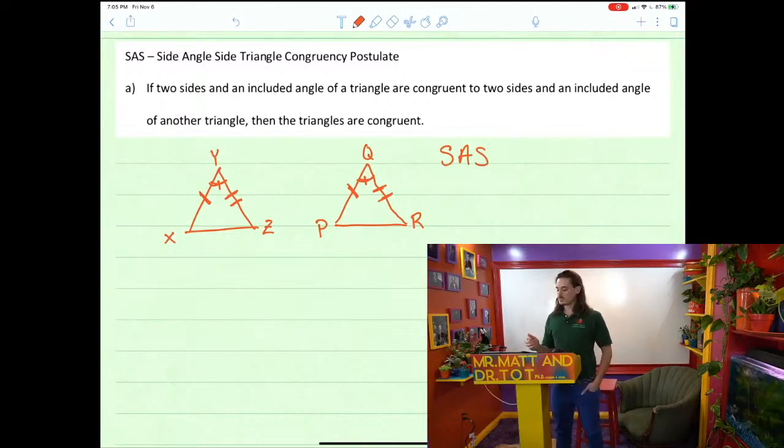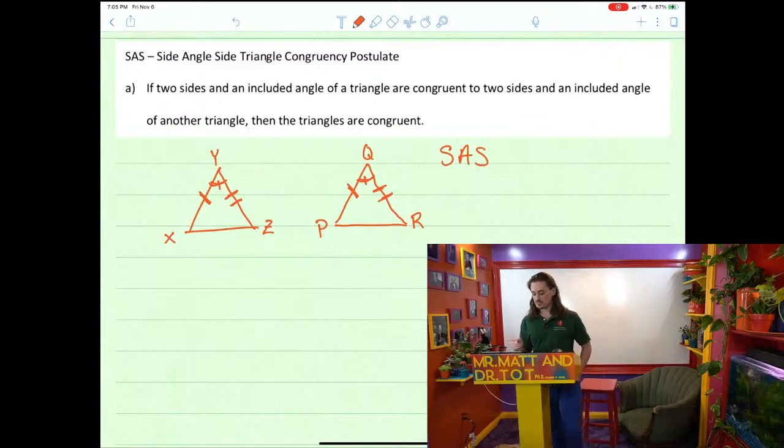So sometimes they might also represent these with actual values. So for example, if I back some of this out, if I gave you actual values here, so if I said that XY is 5 units long, and PQ is 5 units long, let's say that angle Y is 30 degrees, angle Q is 30 degrees, and let's say that side length YZ is equal to 6 and side length QR is also equal to 6.